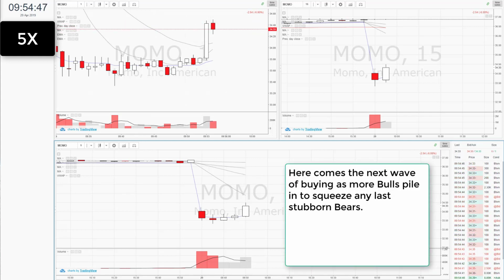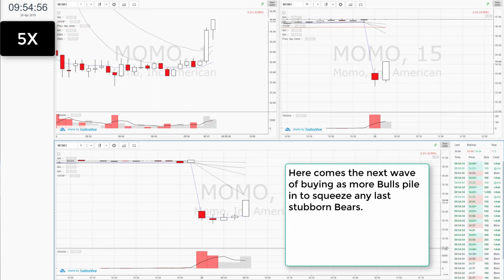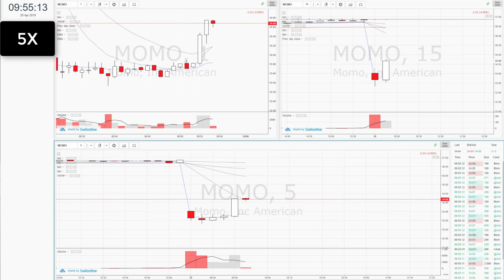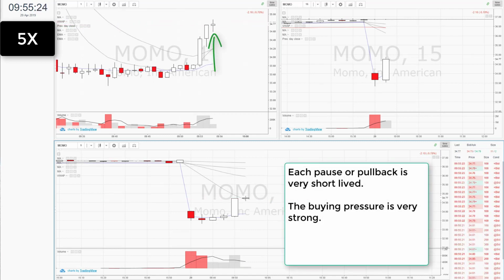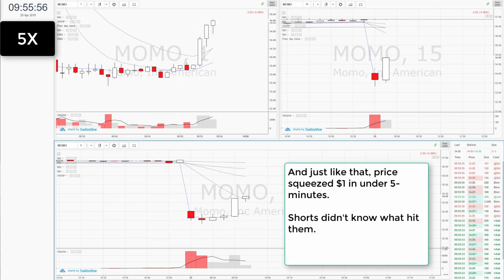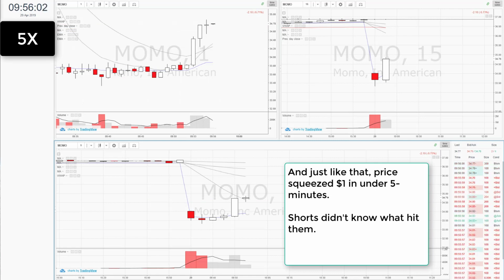Here comes the next wave of buying as more bulls pile in to squeeze any last stubborn bears. Each pause or pullback is very short-lived. The buying pressure is very strong. And just like that, price squeezed $1 in under 5 minutes. Shorts didn't know what hit them.